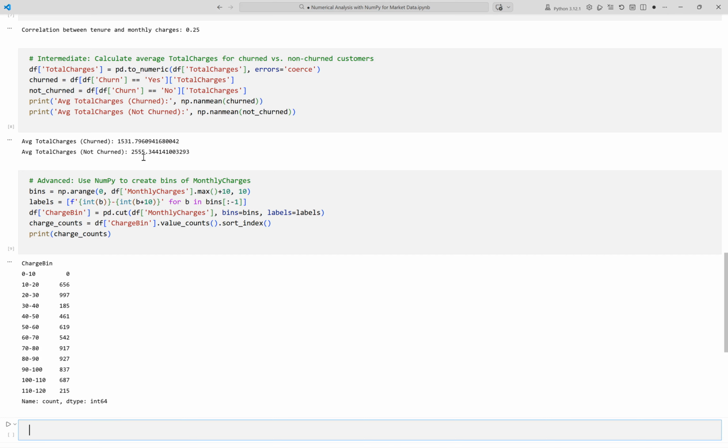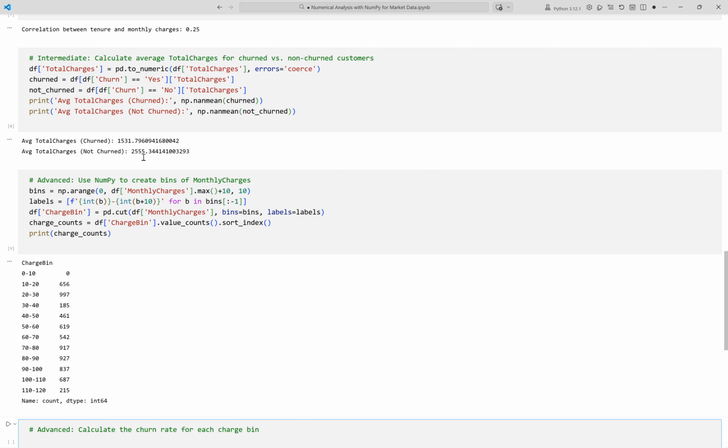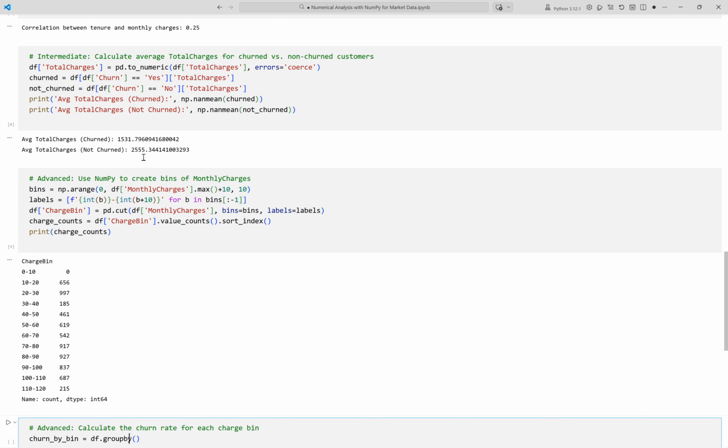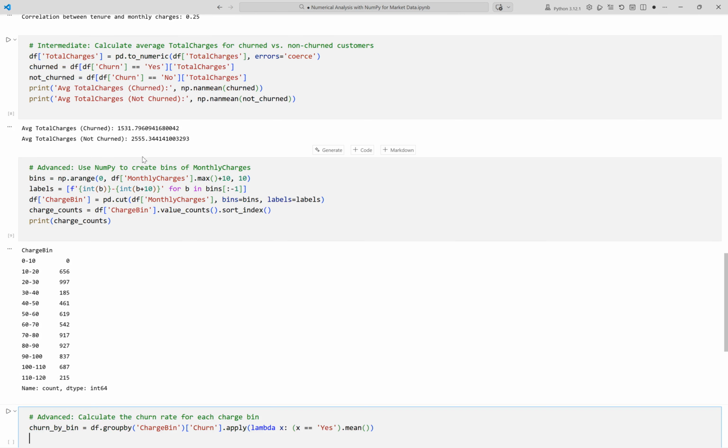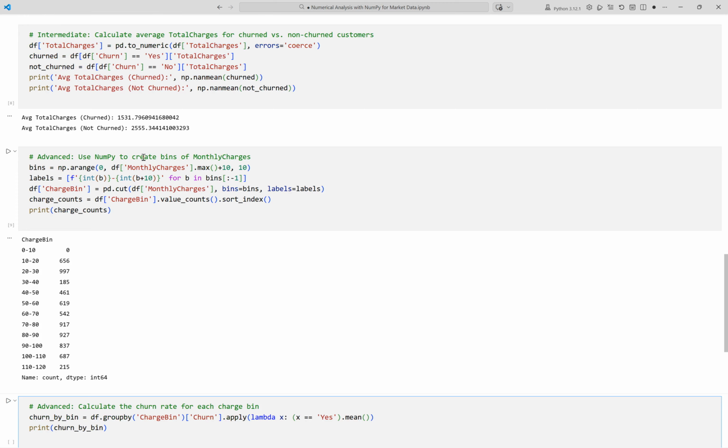It is important to measure if higher-paying or lower-paying customer segments are more likely to churn. We group the data by charge bin and compute the proportion who churned. This output highlights risk areas in pricing strategy.